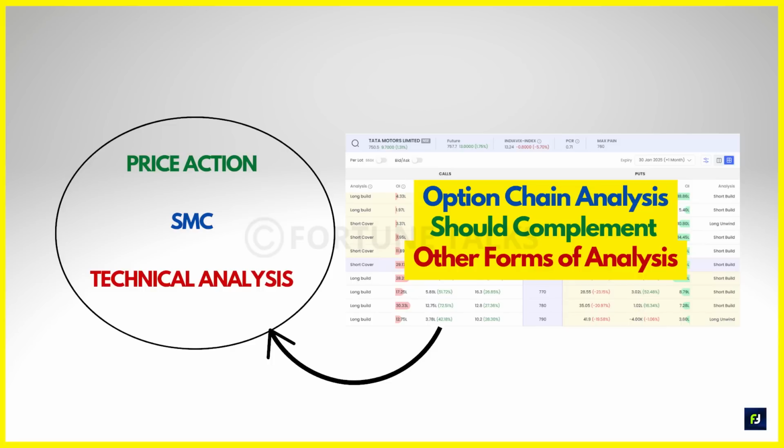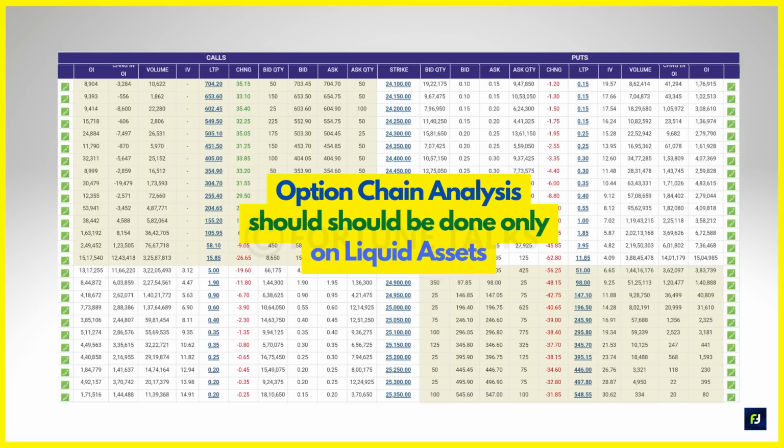For short-term trading, you can complement option chain analysis and other forms of technical analysis to carry out informed trading decisions. While technical or price action analysis will help you identify the trend and enable you to time the market, option chain analysis will inform you where the maximum activity is taking place and how the overall structure of the underlying is building up.